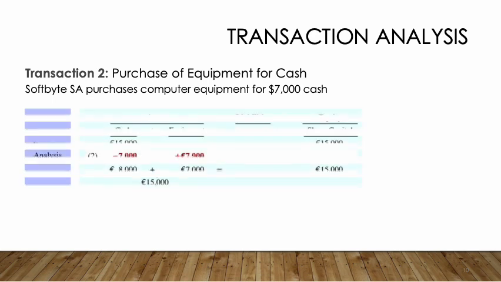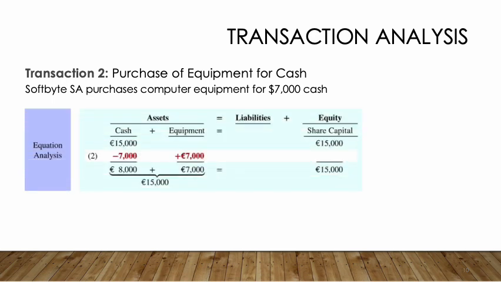So how does that impact the accounting equation? Our cash balance went down by $7,000, but our equipment balance has gone up by $7,000. And once again, the accounting equation balances.